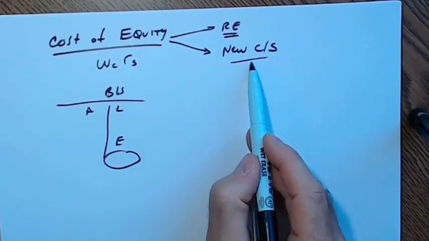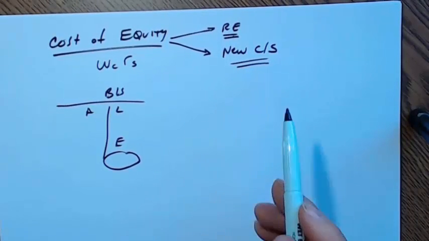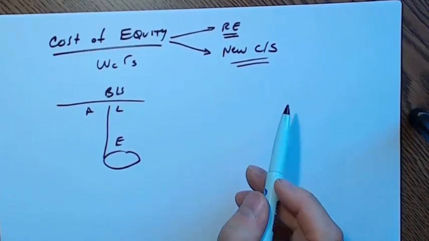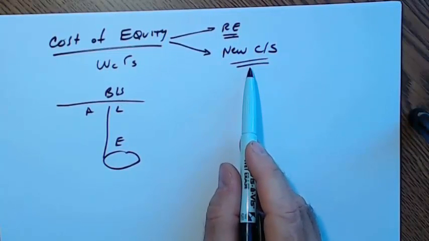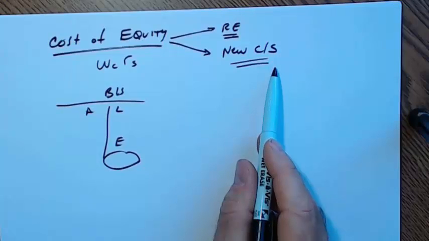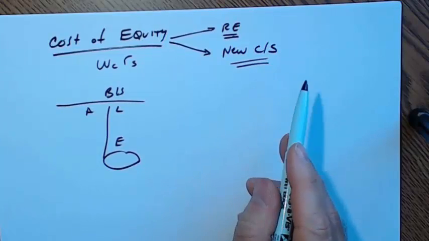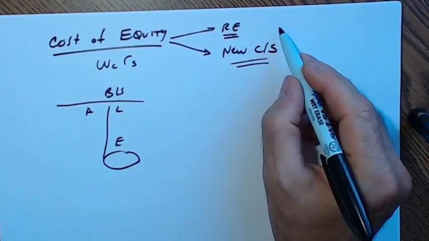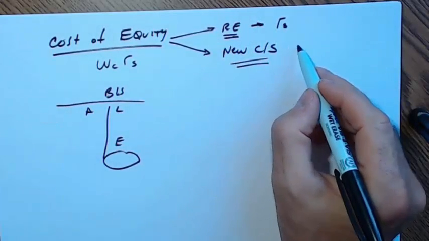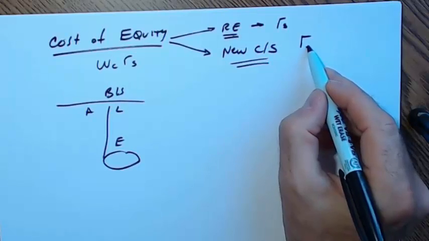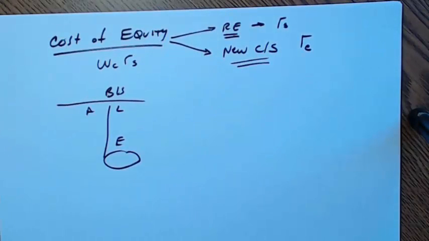But if you have to issue new common stock to fund your projects because you have so many of them, the costs ramp up, because you're going to have what's called flotation costs, which I'll get to in a little bit. So when your textbook uses RS for the cost of retained earnings and uses the symbol RE for the cost of new equity, so that you're clear on that, there's two components that you have to deal with.